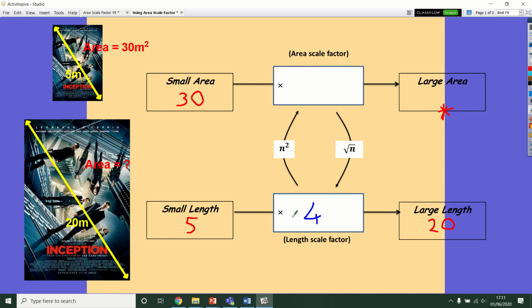Now I've got this one. It's a bit like a Sudoku now. You can fill in bits as you go. I've got the 4. I can use this fact that gets me up to the top. 4 squared makes 16. So now I can fill in this one, and this tells me the scale factor between the areas. And if I know the small area, I can times it by 16, and that makes my large area, which is 480.